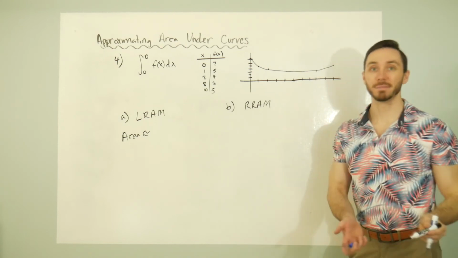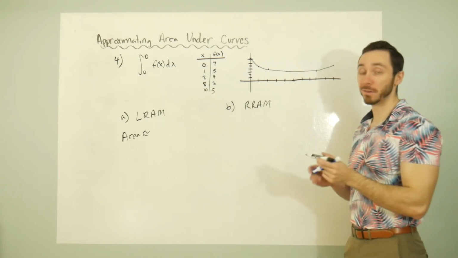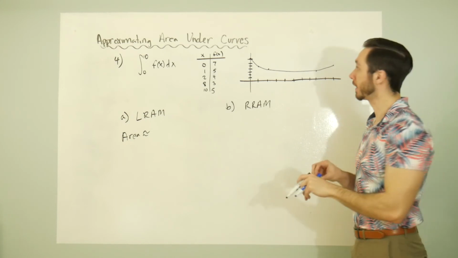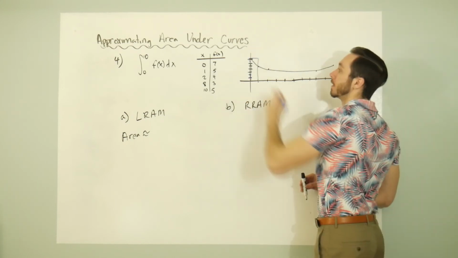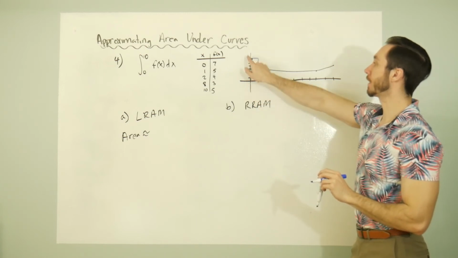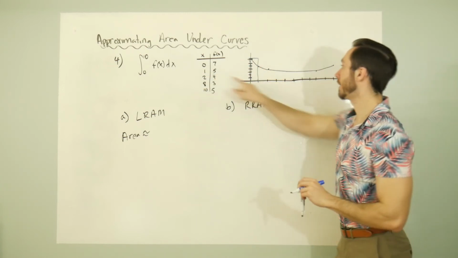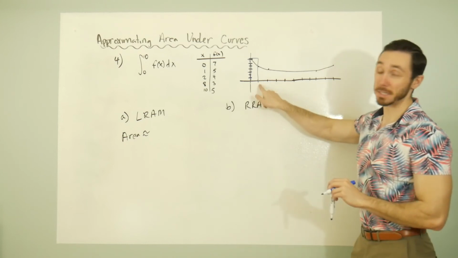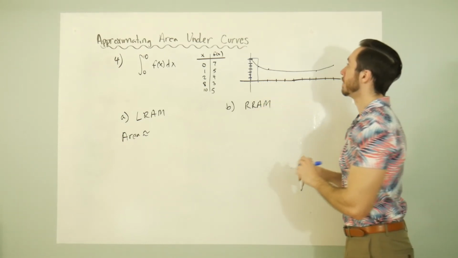This is just an approximation and I don't know the full snapshot, so a lot of this is just guessing in the dark. It's going to look like this because I know that at 0 I go up to a height of 7, and I know that I stop at 1 because I want to start my next rectangle there. So that would be my first rectangle.